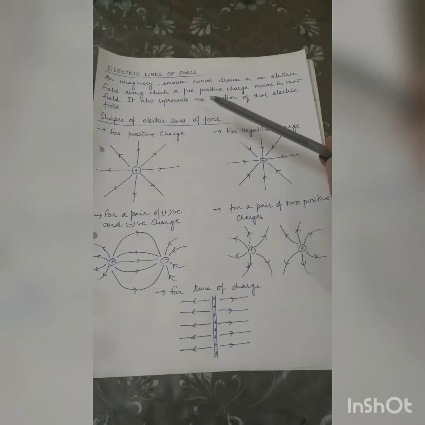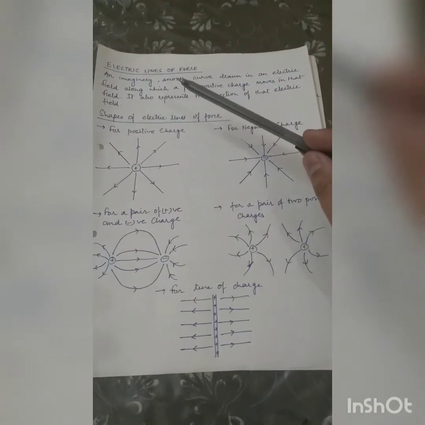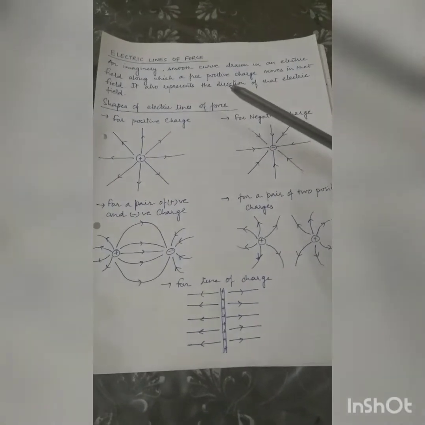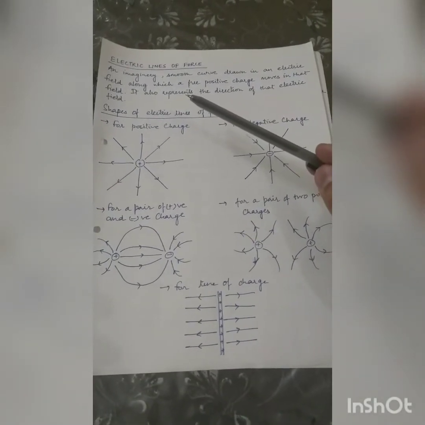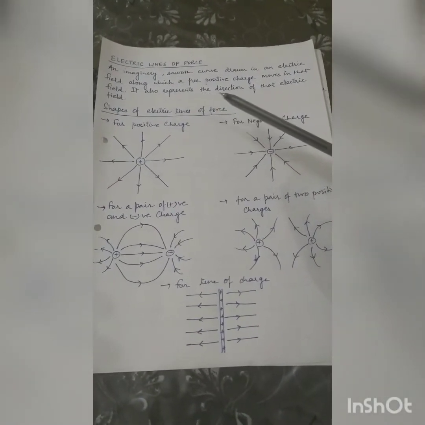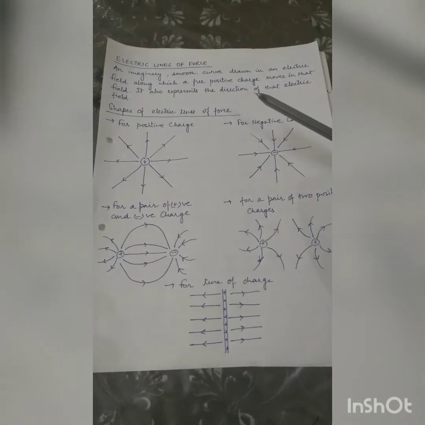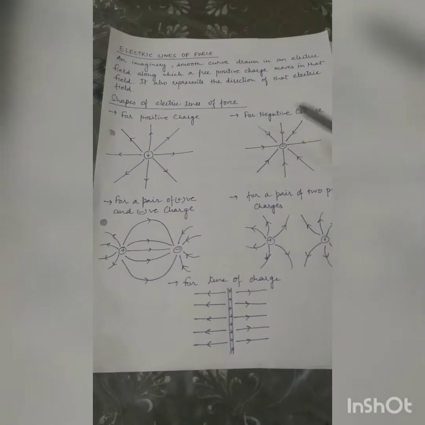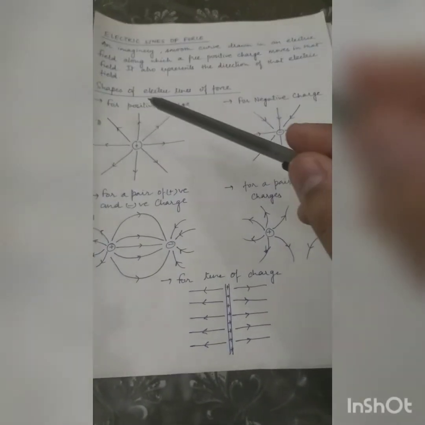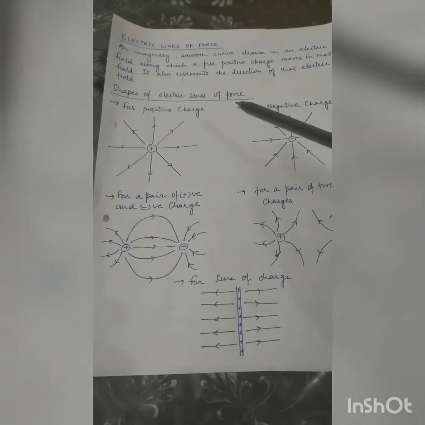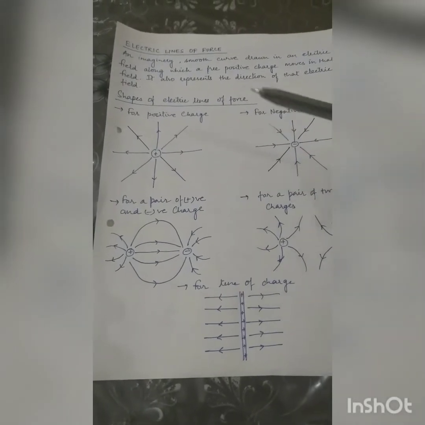These lines of force are in the form of smooth curves. These electric field lines also represent the direction of that electric field at those particular points. Now we have some shapes of electric field lines or electric lines of forces as per the given charges.